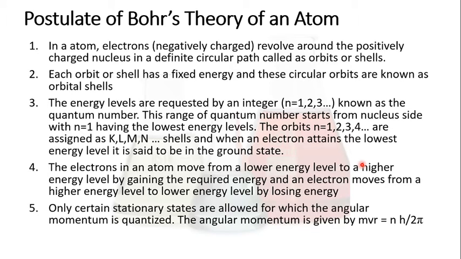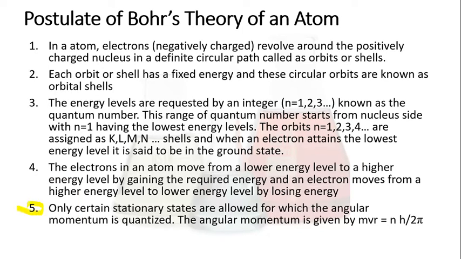Only certain stationary states are allowed for which the angular momentum is quantized. That means there is a fixed angular momentum, which is equal to mvr = nh/2π. n is the number of the energy level, h is Planck's constant, and 2π, where we know pi is equal to 3.14. Is it clear? Here the last point is the most important point. I will mark it here.